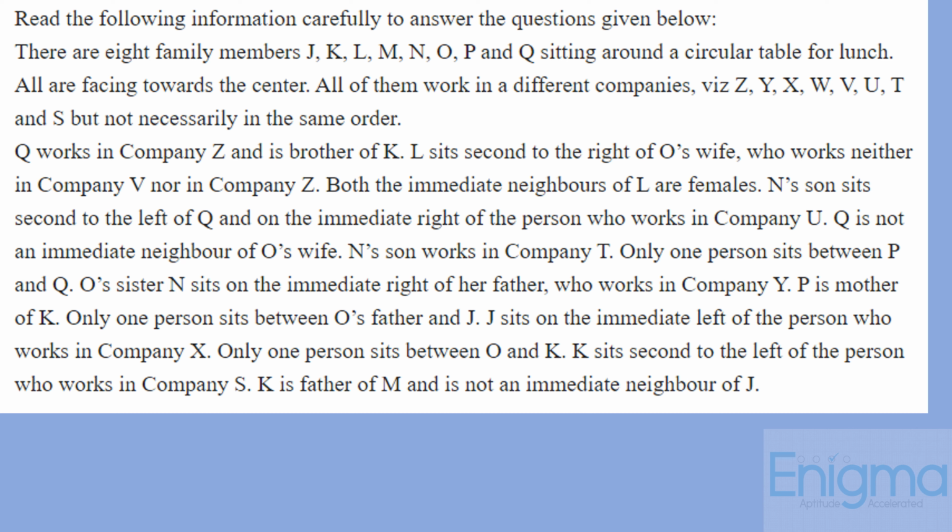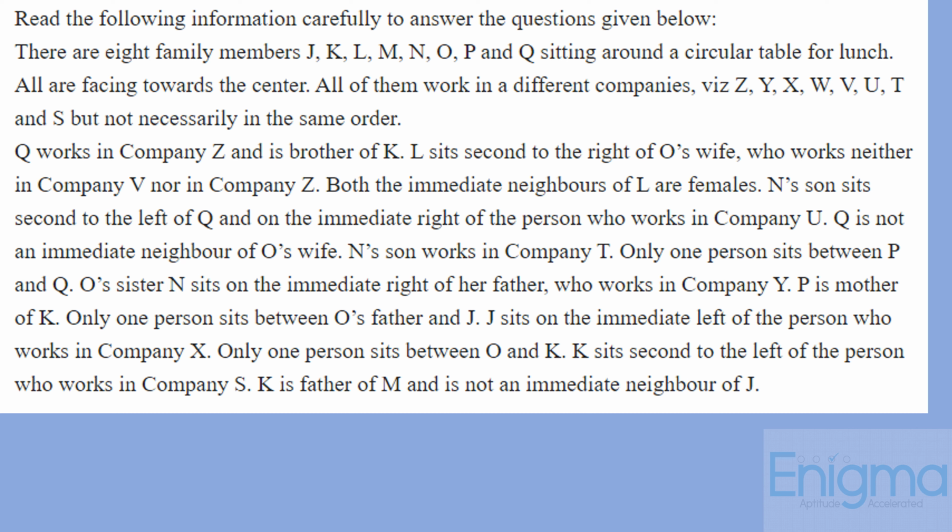Read the following information carefully to answer the questions given below. There are 8 family members J, K, L, M, N, O, P, and Q sitting around a circular table for lunch. All are facing towards the center. All of them work in different companies, which are Z, Y, X, W, V, U, T, and S, but not necessarily in the same order.